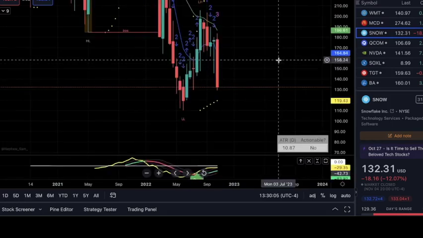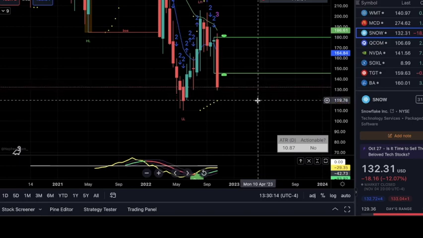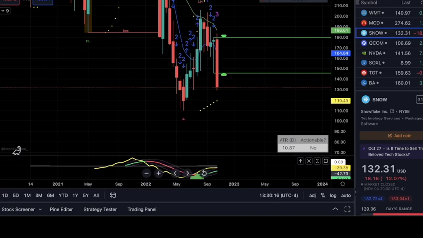On the 2-week, it's a 3. So to see the bearish continuation and the next target on the month, you would need to see a 3-2 continuation on the 2-week.